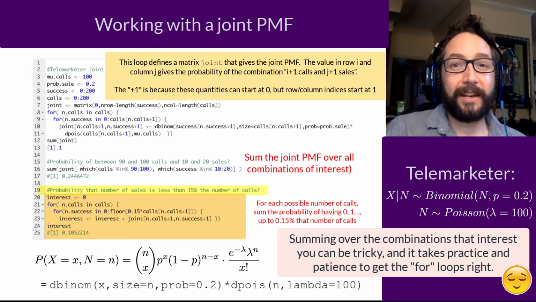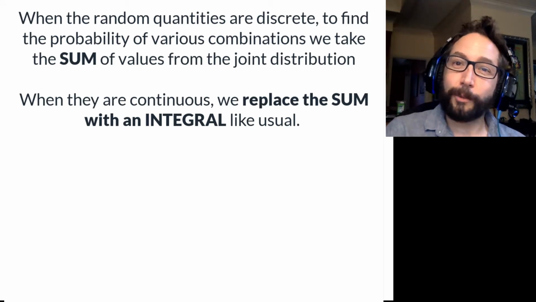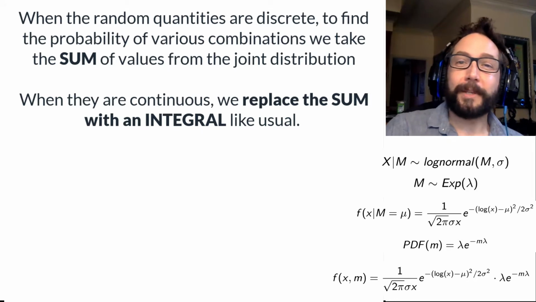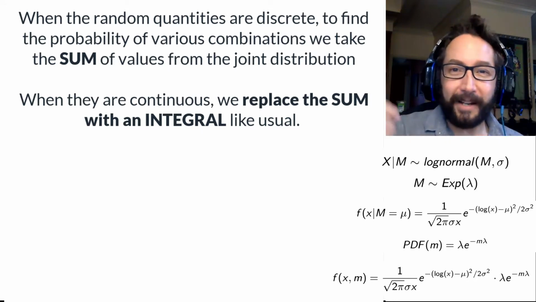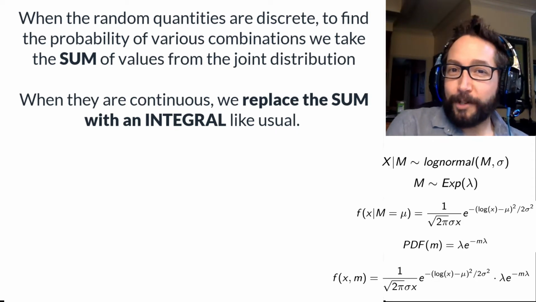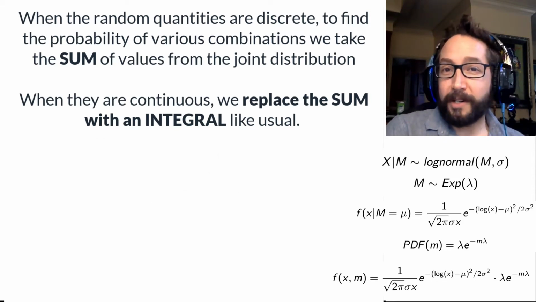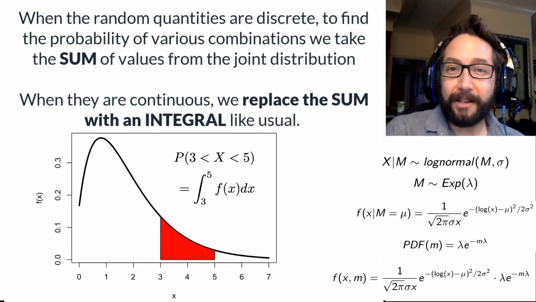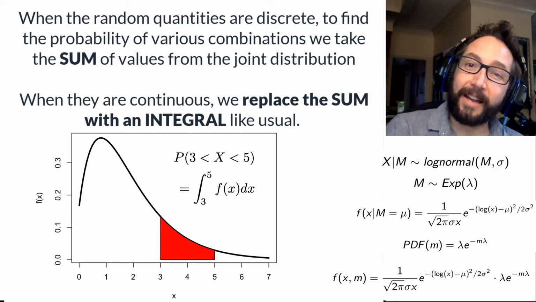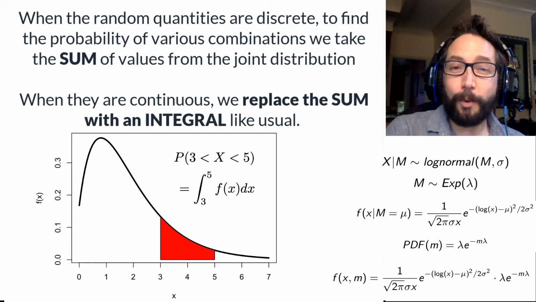Now, what would we do, say, if our random quantities are continuous instead of discrete, like the log normal spending example, where the amount spent is log normal given some mu parameter, but the mu parameter is described by an exponential distribution, bigger than 0 here? Well, something similar to what we would do if asking a probability about a continuous random variable. If we wanted to know the probability of getting a value of x, say between 3 and 5, we just take the area underneath the curve between x equal to 3 and x equal to 5 for the shape of the PDF that we're working with.